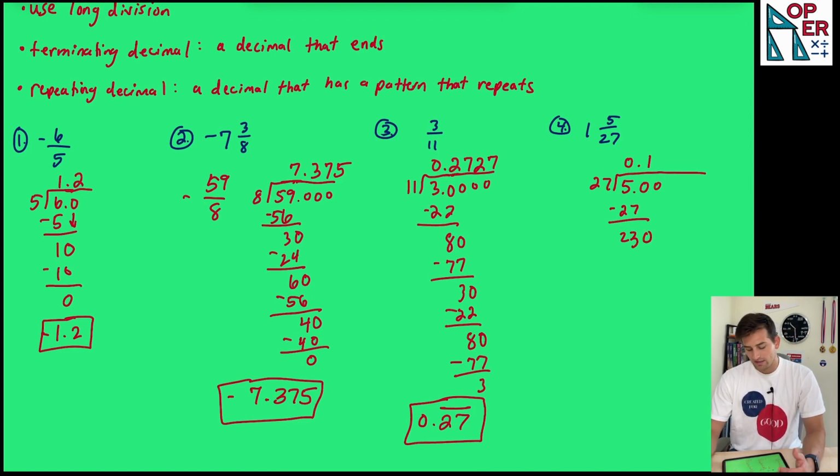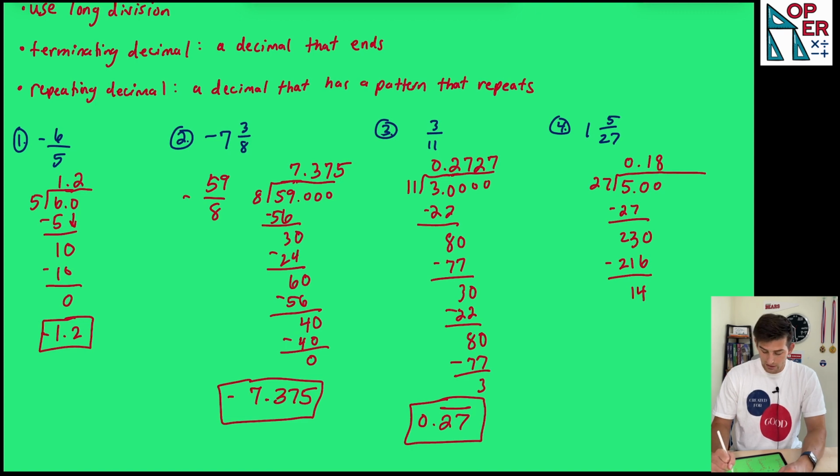So if we think about 27, how many times will it go into 230? Well, 27 times 10 would be 270, right? So it should be something close to 10. So if you want to kind of guess and check, you could do 27 times 9. Well, that's 243, so that's too much, right? So we need to do 27 8 times. So we put our 8 up here, and 27 times 8 is 216. Okay, now we subtract again, we end up with 14.